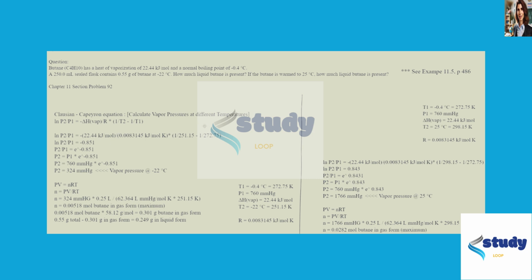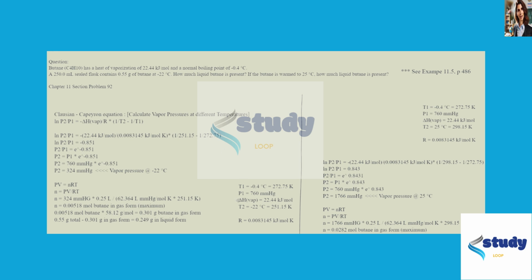And really what this equation allows us to do is calculate different vapor pressures at different temperatures, because we have butane at a different temperature than the boiling point. So it's below the boiling point, so there's going to be some liquid, but we don't know right off the bat what the vapor pressure is at that temperature. So that's what we have to figure out first, the vapor pressure at that temperature. And this is the equation we use to do that.